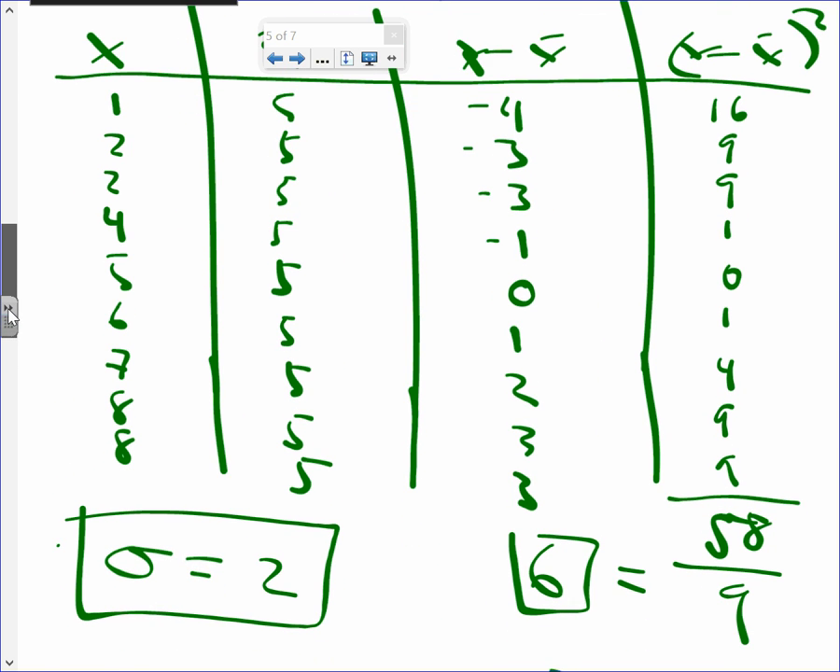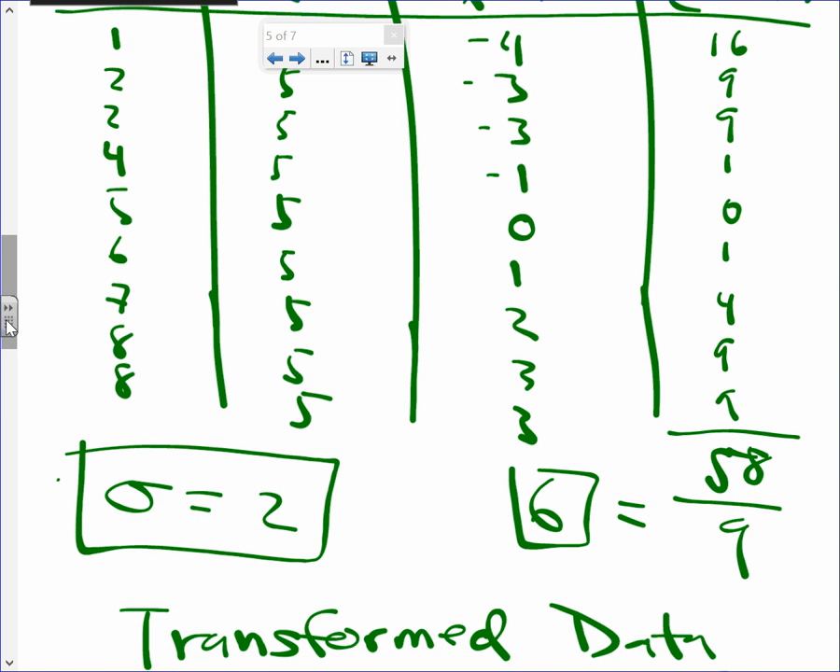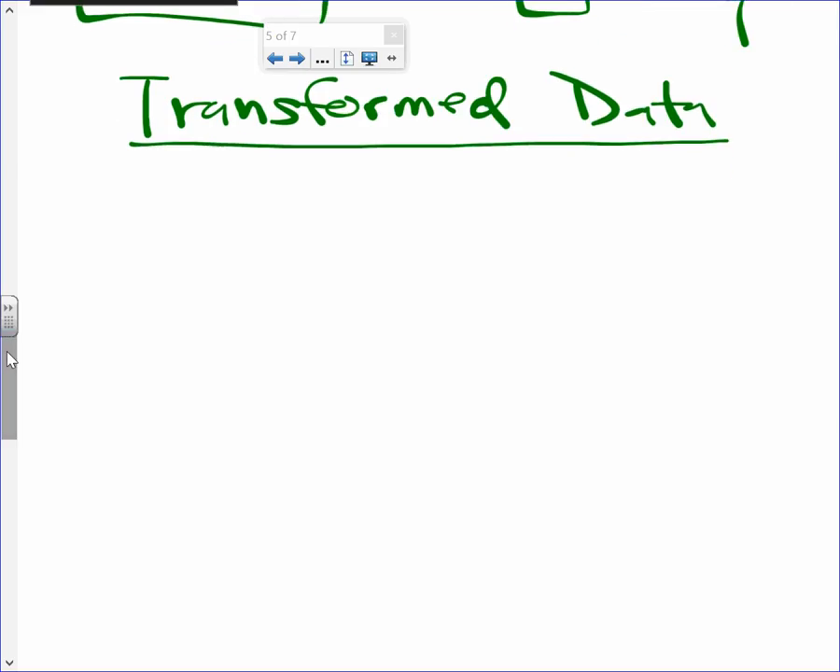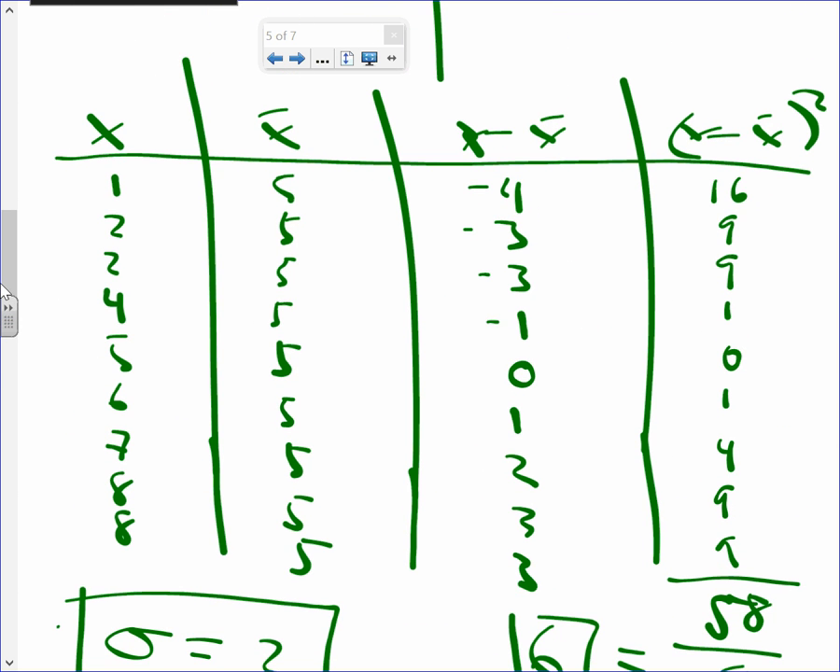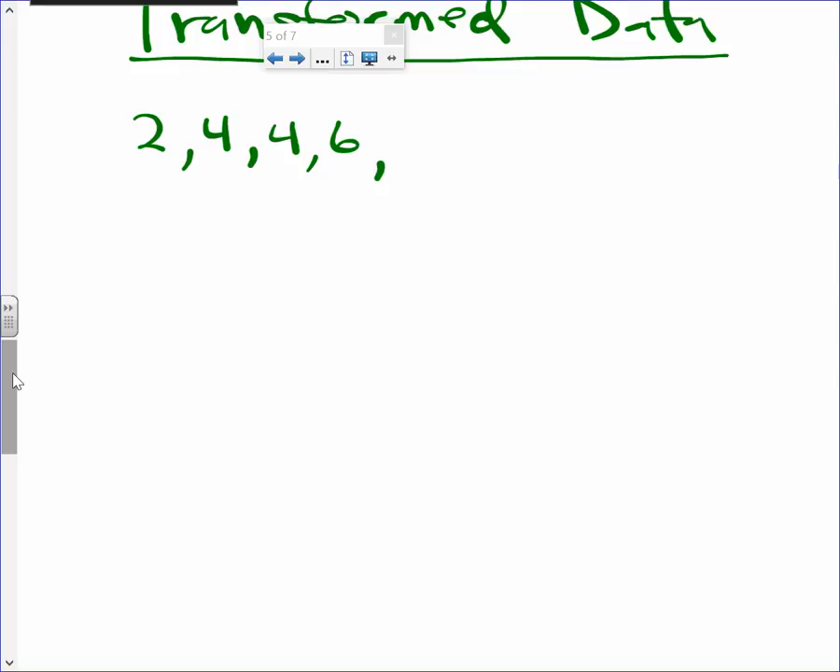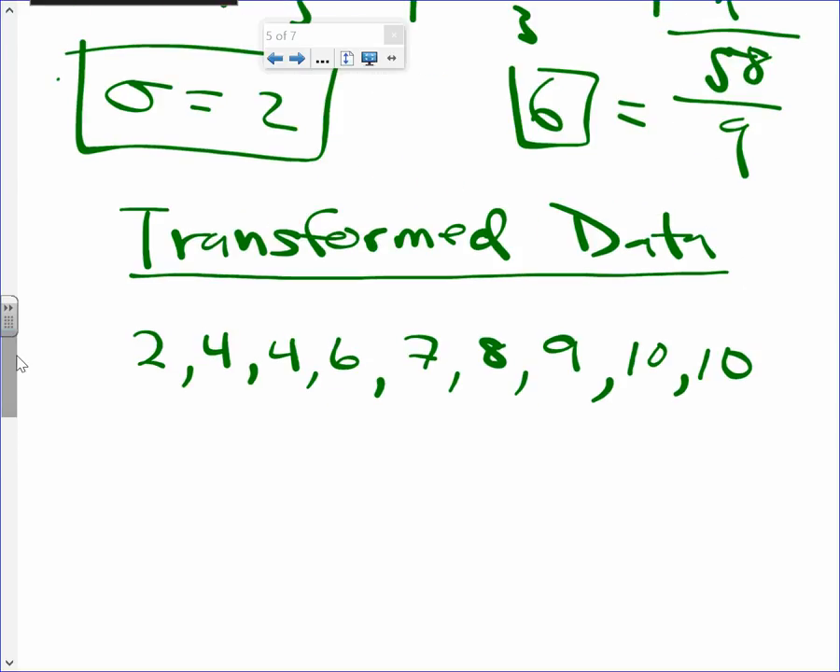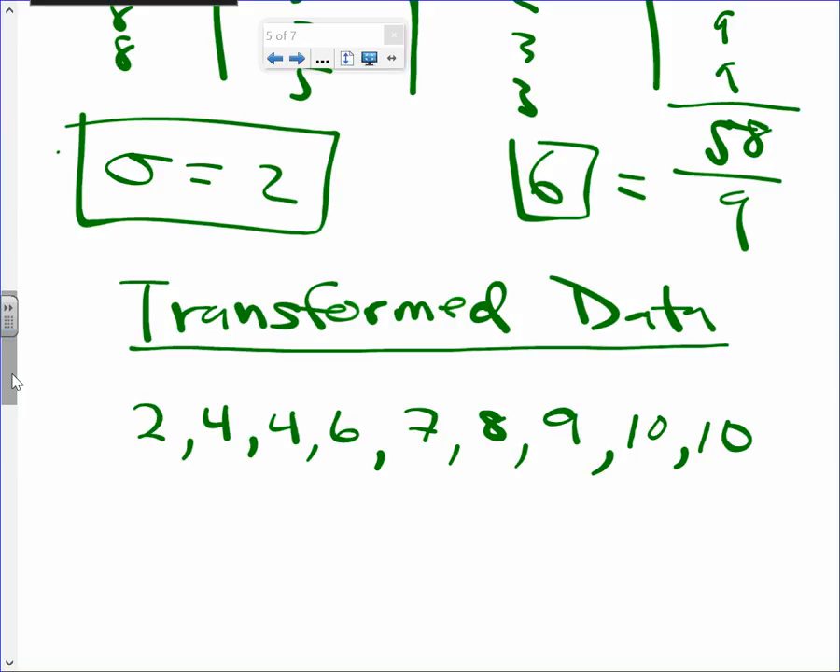So the new data is going to look like, ready? Every single one of your commutes is right here, including mine. I'm going to add 2 miles to everybody's. Here's the new data now. Ready? I got 2, 4, 4, 6. Okay. I got 7, 8, 9, and 10, and 10. I added 2 miles to everybody in here, including myself. I transformed the data. I'll stop there. Go and write that down. You're writing transform the data. We transformed it.